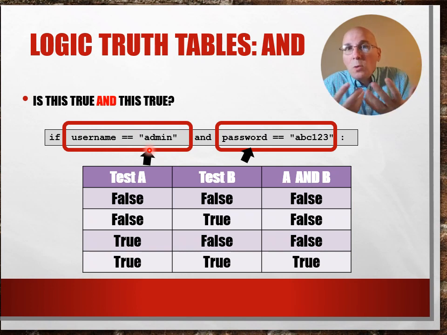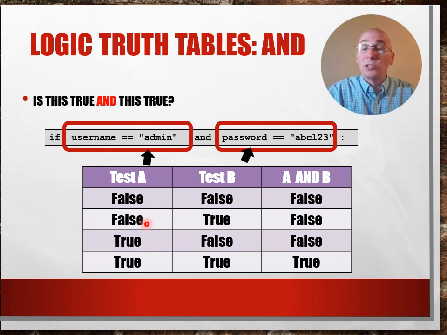So here I need to look at more than one value at the same time. How do I do that? I can do that with a logical AND operation. An AND operation asks this question: is it true for both this thing and this thing? And if it's true for this and it's true for that, then we're going to allow some section of code to execute. So if test A was false, the username was not admin, and test B was false, the password was not correct, then A and B is false, and therefore it would not execute this section of code.